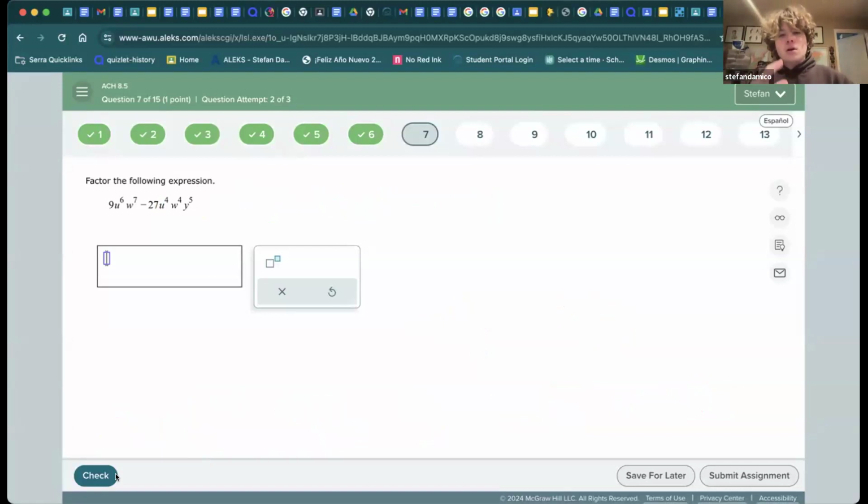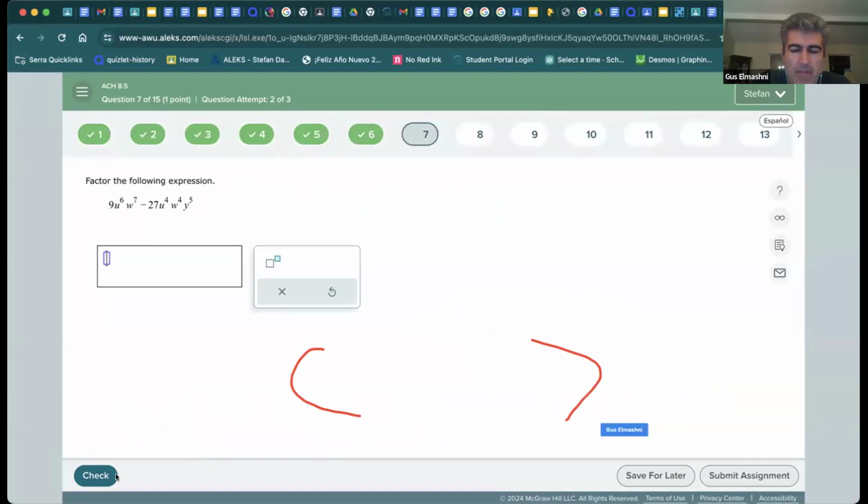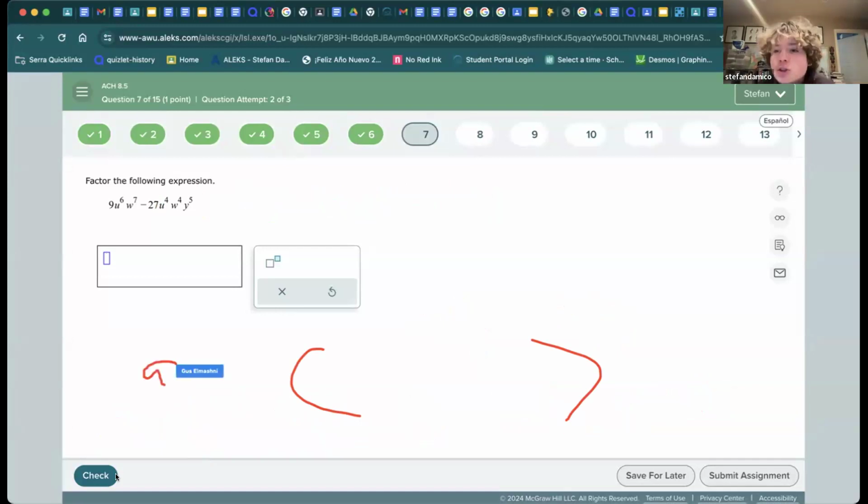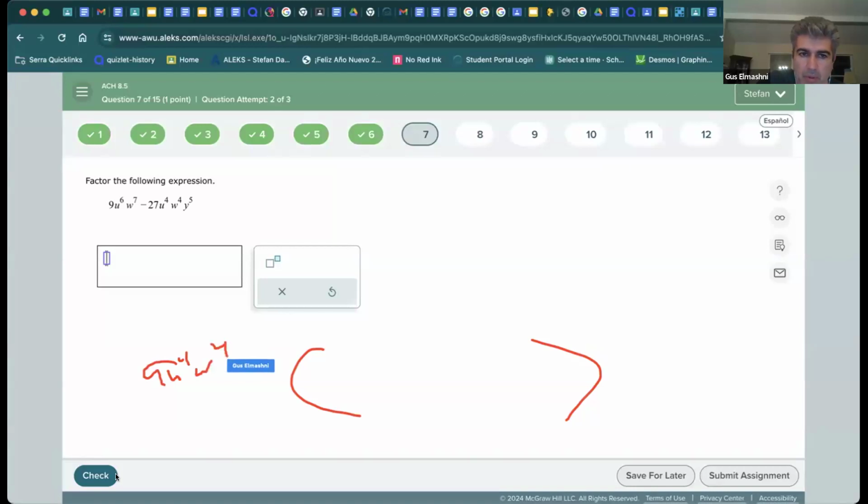Okay. Figure out what they have in common. All right. So you have a giant parentheses here. So you have 9 and 27. We'll start with that. 9. Okay, good. So then you have u^6 and u^4. Which of those will you take out? You always go with the lower one. 4. Good. And then w^7, w^4, which one's lower? 4. Good. And there's no y's in both of them, so you don't worry about that.